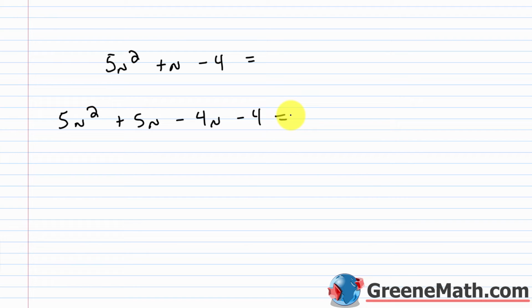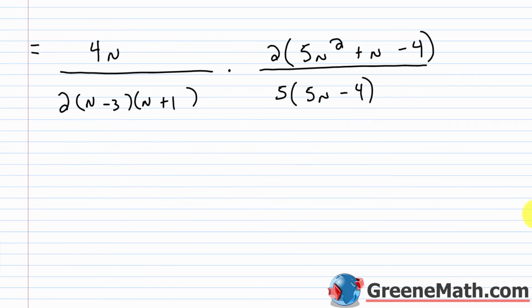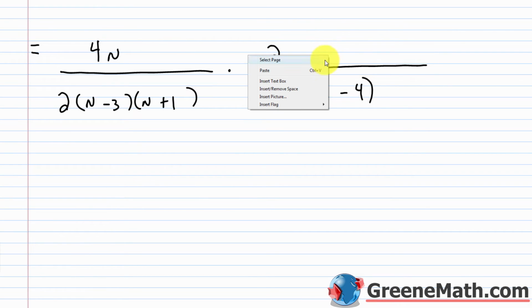If we factor this by grouping, I could pull a 5n out of the first group. That would leave me with an n plus 1 here. Out of the second group, I can pull out a negative 4. That would leave me with n plus 1 here. So the common binomial factor is n plus 1. So I would have 5n minus 4, that quantity, times n plus 1, that quantity. So that's your factored form. All right, so let's erase this real quick. We'll put that factored form in here.